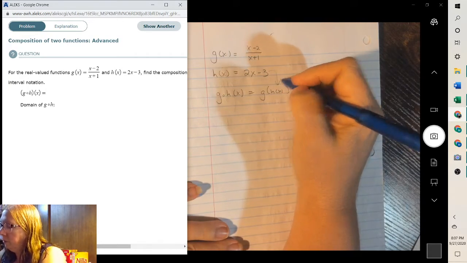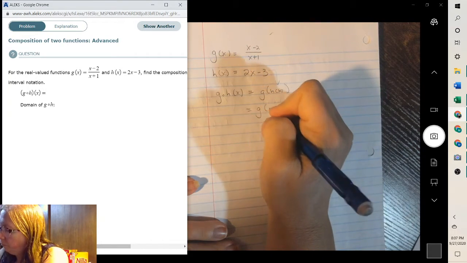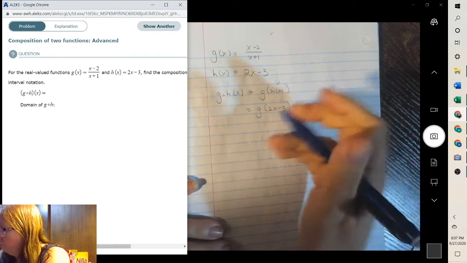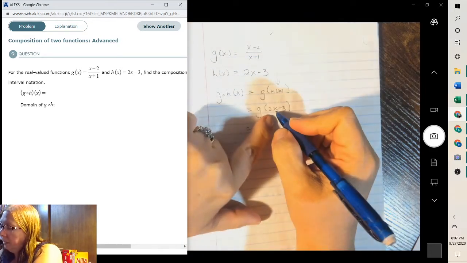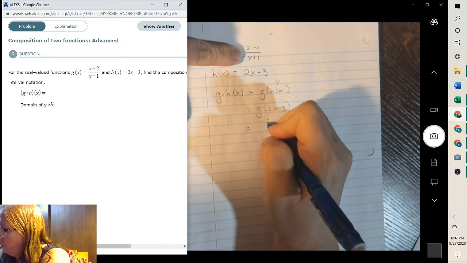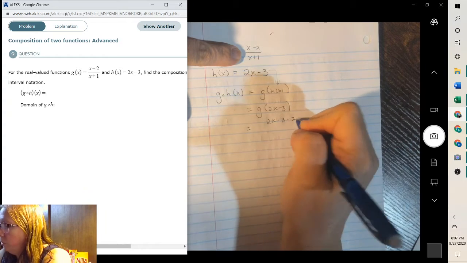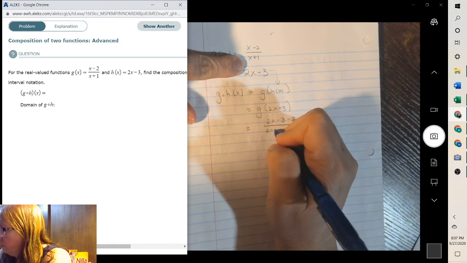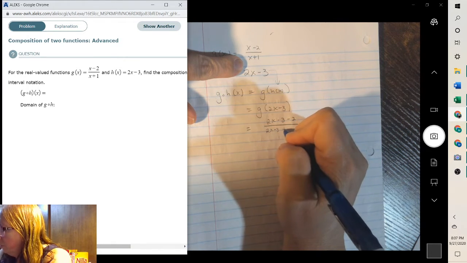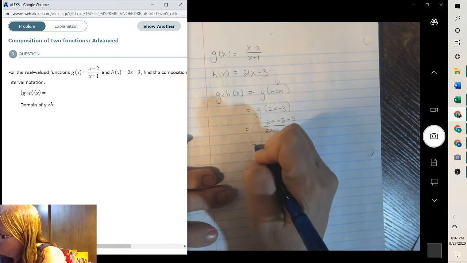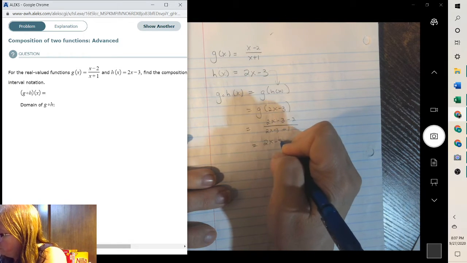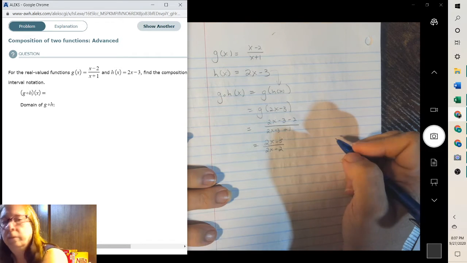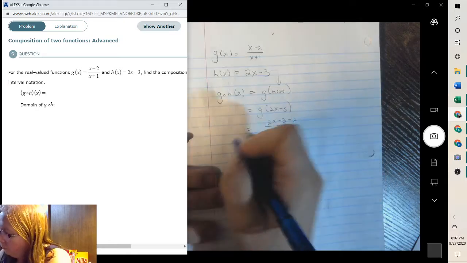G of h of x. So we're plugging in h of x, just 2x minus 3. Now we're taking this and plugging it into x. So we have 2x minus 3 minus 2 on top. Then on the bottom, in place of x, we're putting 2x minus 3 plus 1. 2x minus 5 over 2x minus 2. So that would be the answer.